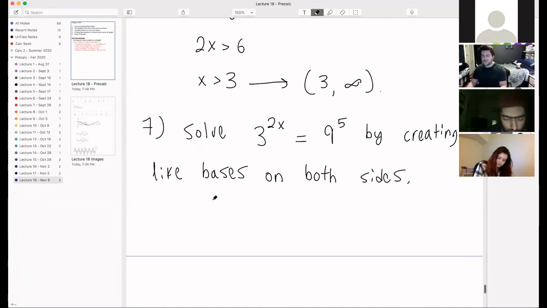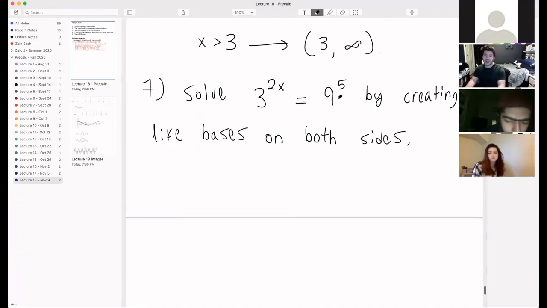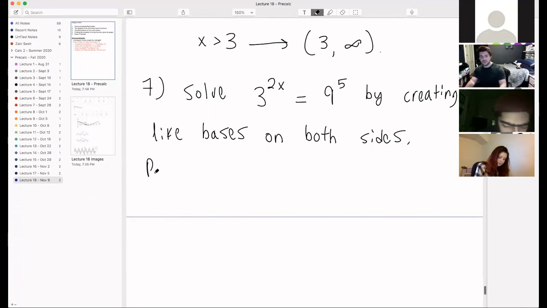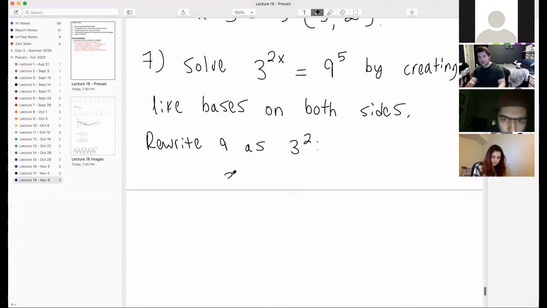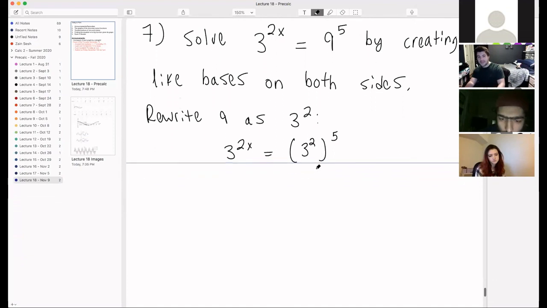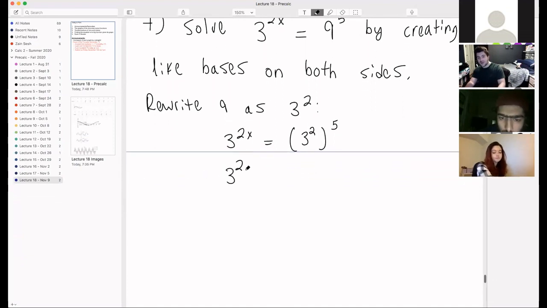And what you do is you really just need to think like, oh, 9 and 3 have a nice connection to each other. 9 is equal to 3 squared. So what you do is you rewrite 9 as 3 squared. What does this look like? You get 3 to the 2x is equal to, I replace 9 in 9 to the 5th with exactly 3 squared. Now I use properties of exponents. 3 to the 2x is equal to 3 to the 10th.